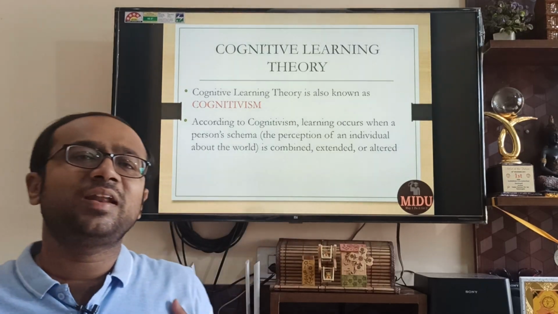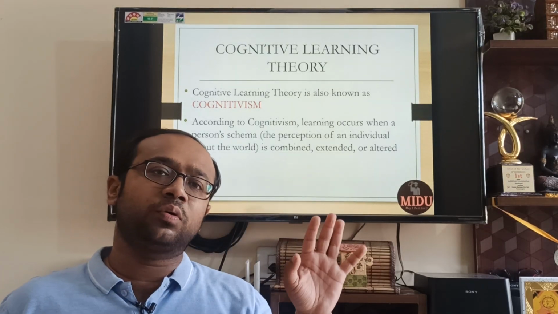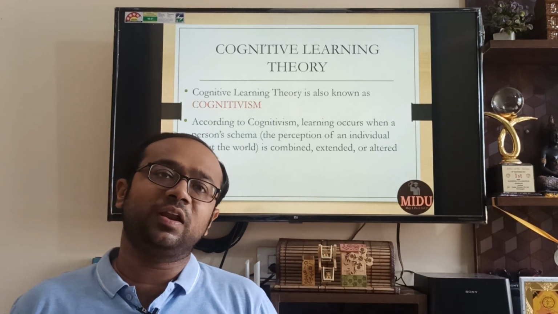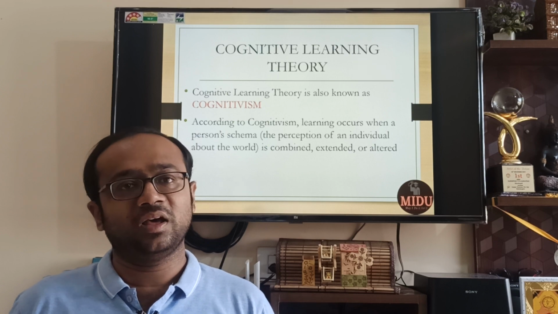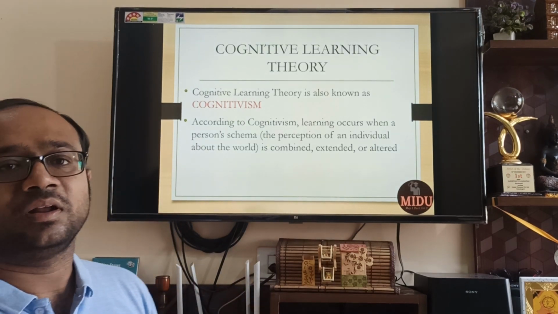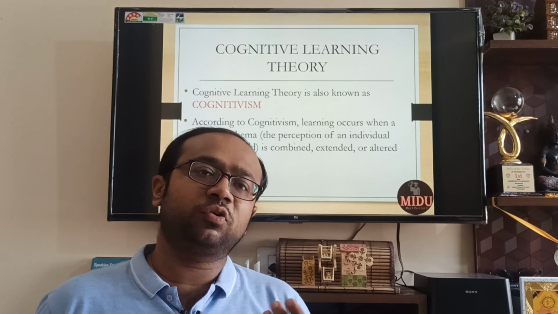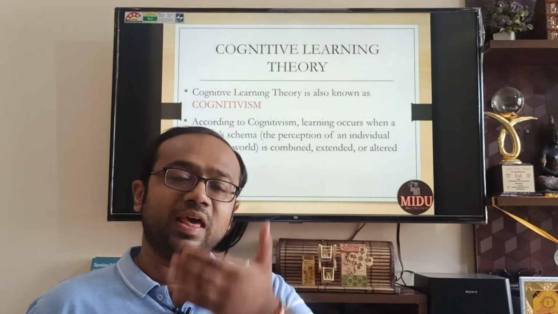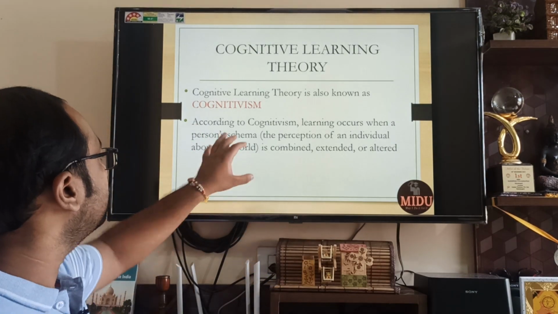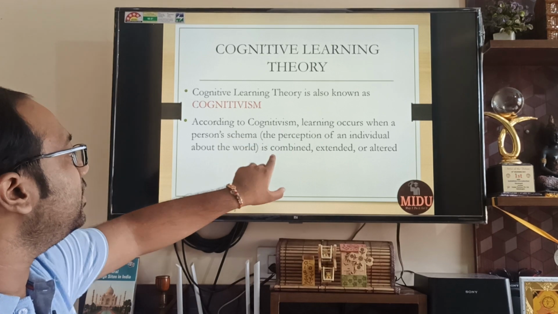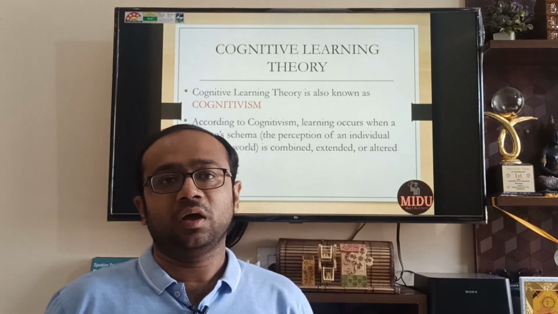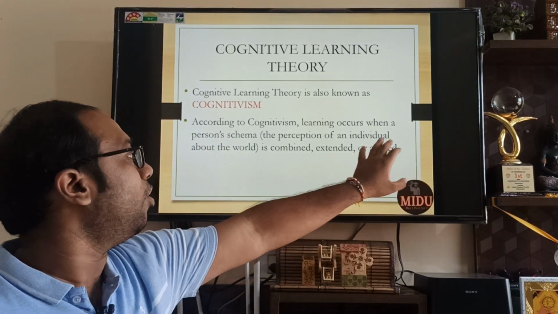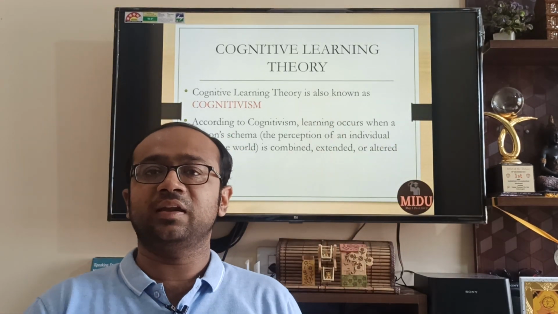So see, everyone has a different perception about the world. If two people are seeing the same scenery, someone will find it very beautiful, someone will find some challenges in it, because every person has a different perception. Like when we discussed perception before this, what was perception? Perception was the lens through which one is seeing the world. So that lens for every person is different. So learning occurs when this schema is getting combined, extended or altered. If there is some combination happening, it is getting extended, meaning more things are there, or altered, meaning it is getting changed, then in that case learning happens.